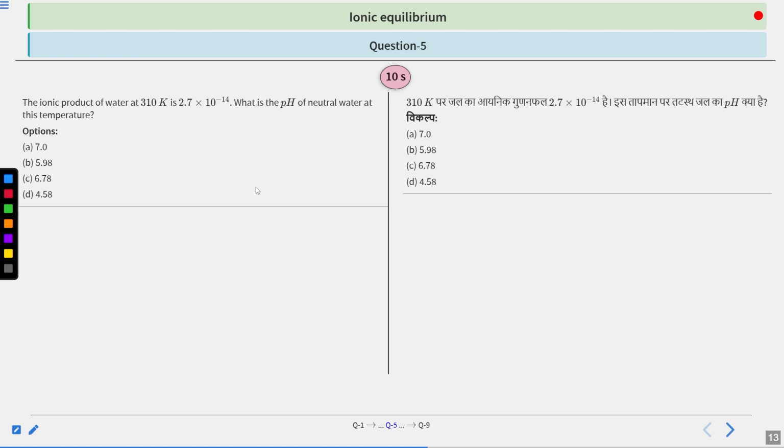Next question. The ionic product of water at 310 Kelvin is 2.7 into 10 to the power minus 14. Now we have to say what is the pH of neutral water at this temperature? Options are A 7, B 5.98, C 6.78 and D 4.58. Your time to solve this question starts now.